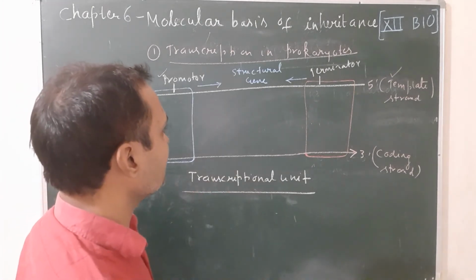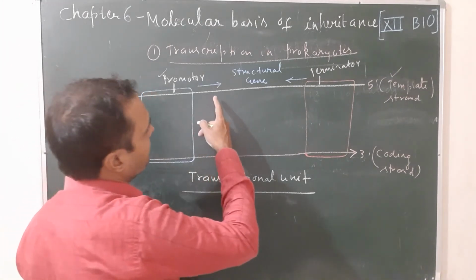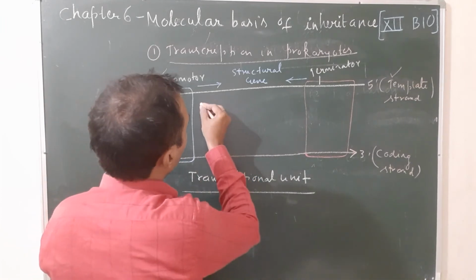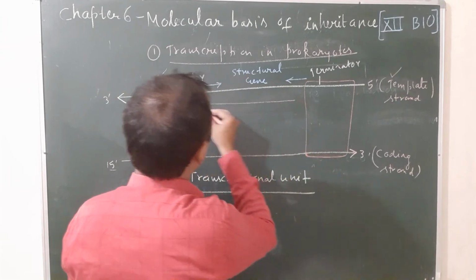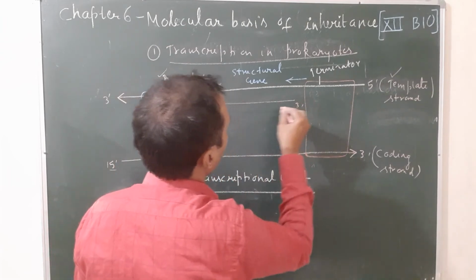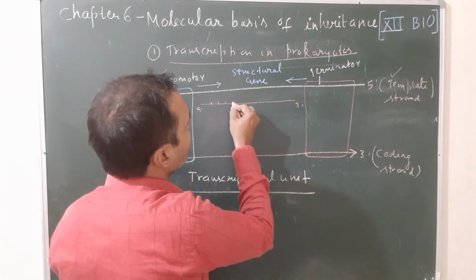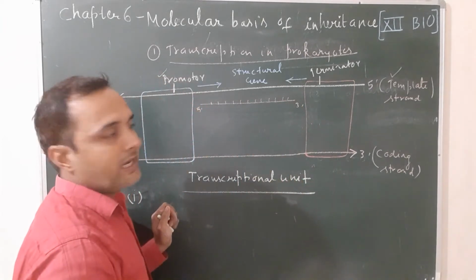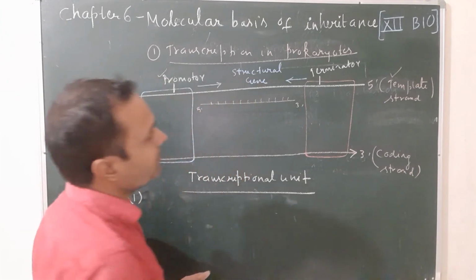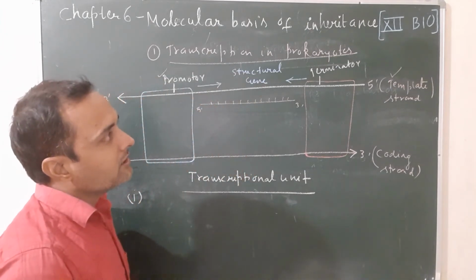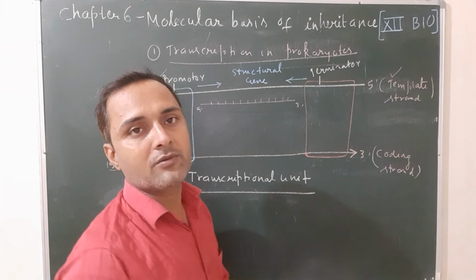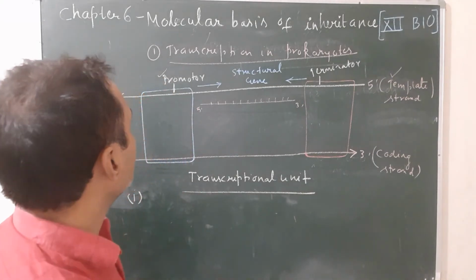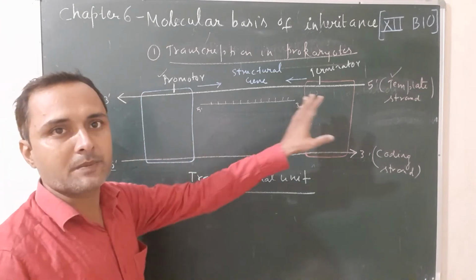Let's see the second one, the structural gene. This is the component of the transcription unit that takes part in transcription and synthesizes new RNA in the 5 to 3 direction. And what is the terminator? It is the part of the transcription unit where the process of transcription ends, or stops. So there are three components: promoter, structural gene and terminator.